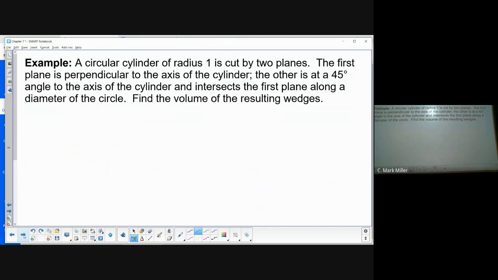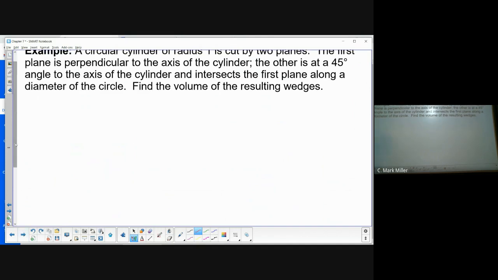I've got time for one maybe of these. Now, you're going to have to hang with me here. A cylinder of radius 1 is cut by two planes. The first plane is perpendicular to the x-axis of the cylinder. The other one is at a 45-degree angle to the x-axis of the cylinder and intersects the first plane along a diameter of the circle formed by the cylinder. It ain't that bad. Watch.